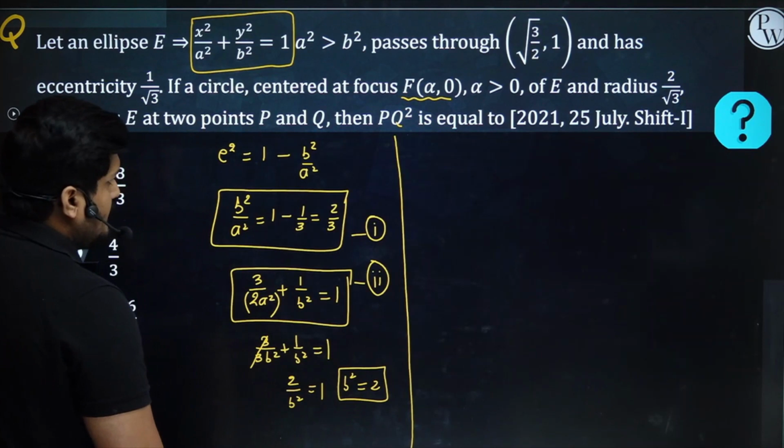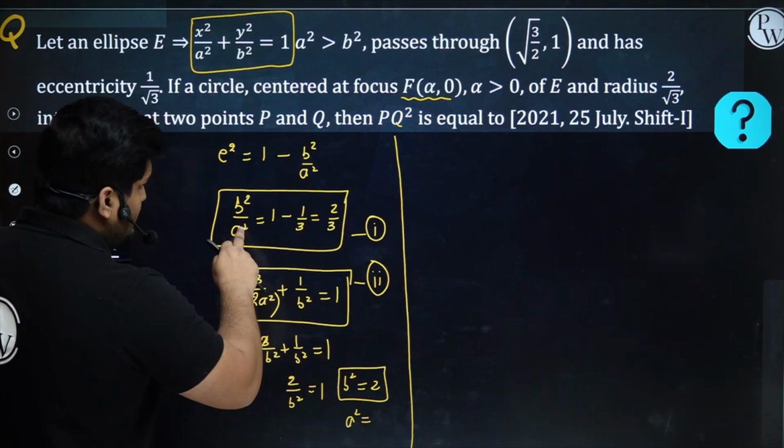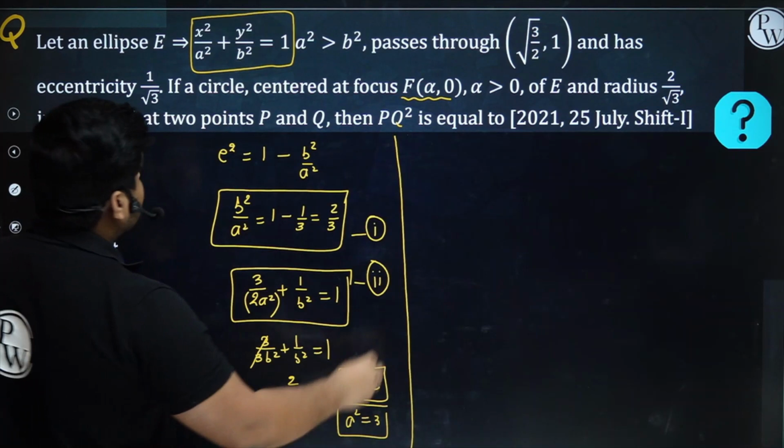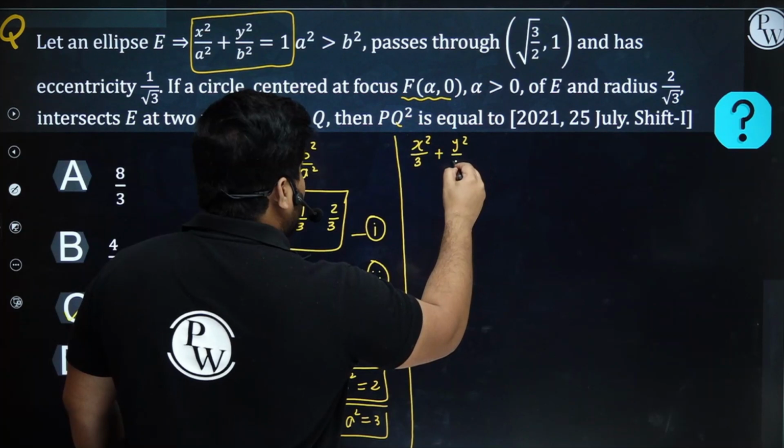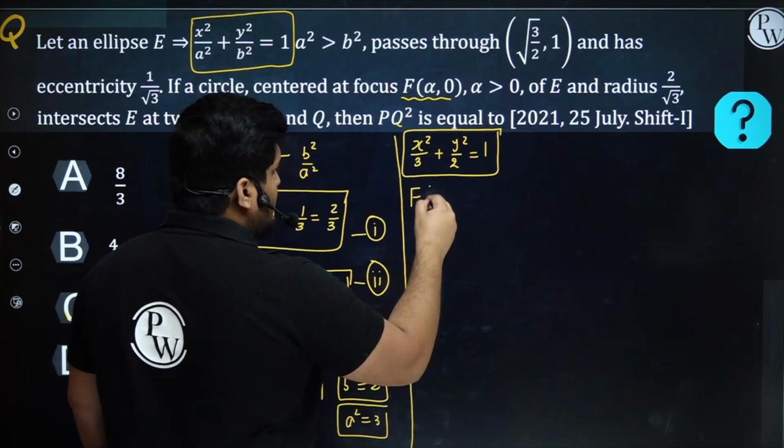So if b square is 2, then what will a square be? If b square is 2, then a square will be equal to 3. So very easily we got b and a. So this is the equation of the ellipse: x square by a square plus y square by b square equal to 1. We got the equation of the ellipse. What is the focus? The focus is (ae, 0), because we have to consider positive.